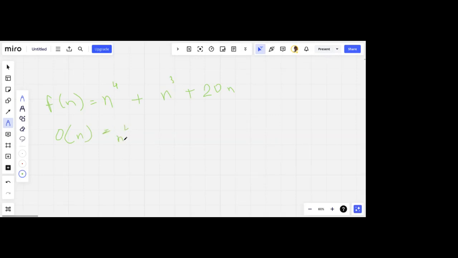But guys, now I want you to give me the value of C and n naught. So basically you are saying that f of n will be less than or equal to c into n to the power 4 for some value of c and for some value of n naught. Yes or no? That is what you're saying, right? What would be the value of C and what would be the value of n naught? Just to check whether you have understood this or not. It is very easy. You will just figure it out if you write it on paper.